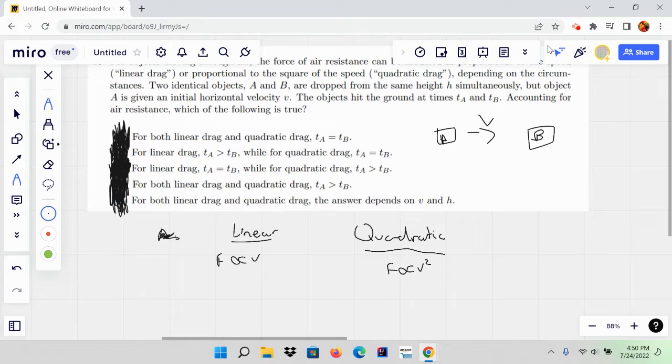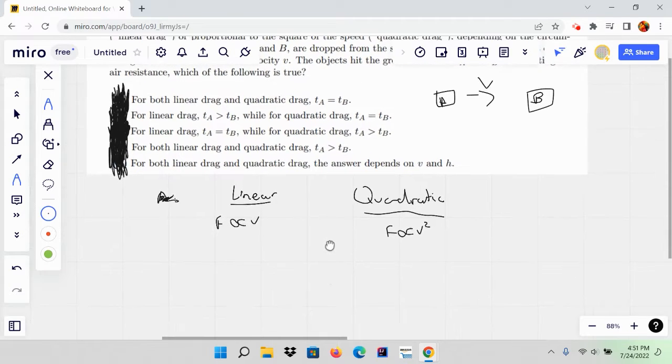So in the case where there is no air resistance, the objects will hit the ground at the same time, right? Because your vertical component is independent of the horizontal one. Whatever velocity you're moving at in the horizontal doesn't affect your vertical component at all. But with air resistance, it's a bit different.